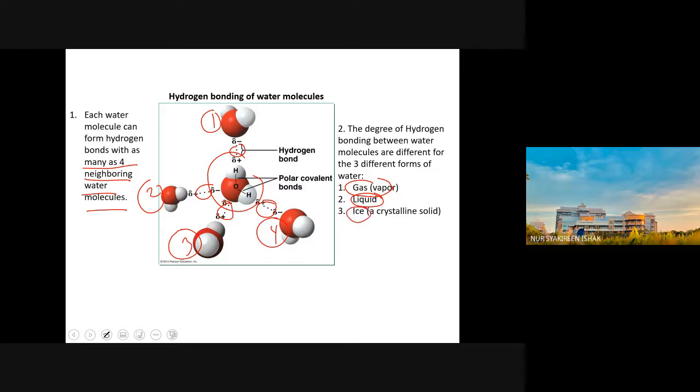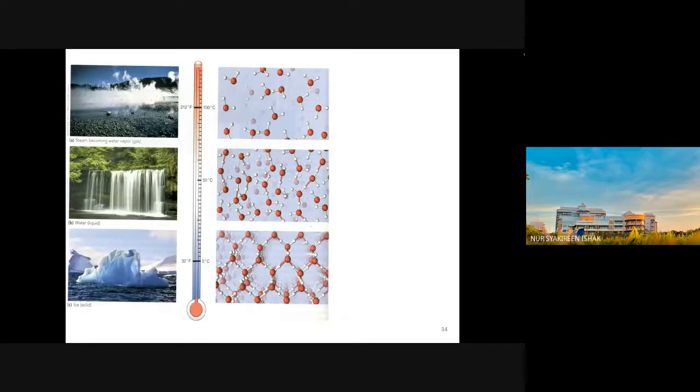As for water in a solid state or ice, each molecule will form fixed hydrogen bonds with 4 water molecules to form a crystal structure. Number three, hydrogen bonds are formed or broken as water changes from one state to another. Remember, for ice, the formation of hydrogen bonds with 4 other water molecules is fixed. We are going to look at this diagram here. It shows water in different states: as vapor, as liquid, and as solid ice.